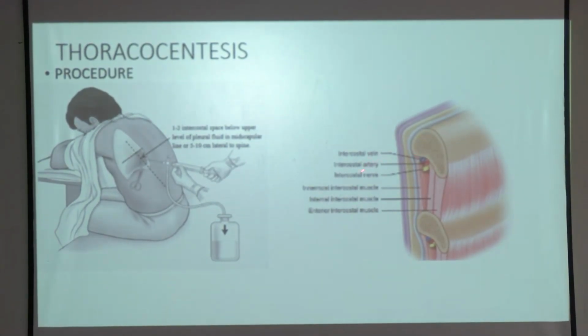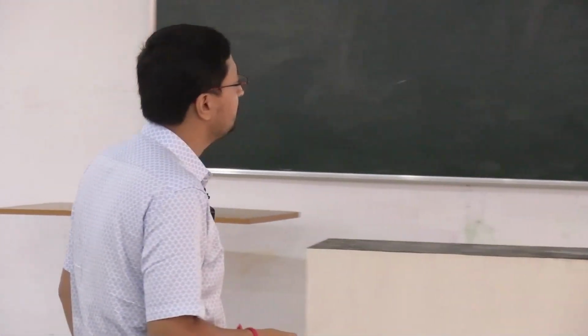এখানে কি আছে? There are vein structures, intercostal vein, artery and nerve. So you may puncture that structure. So always prefer the upper border, not the lower border. This is the upper border, just intercostal muscle is there, no vein structure is there.